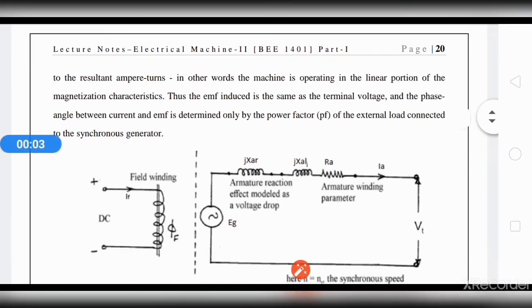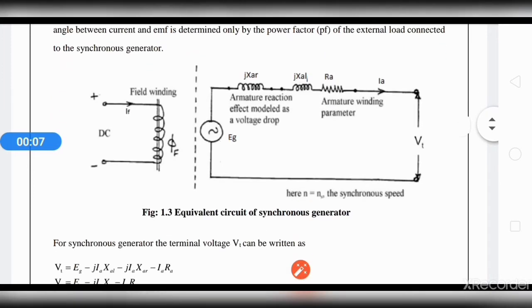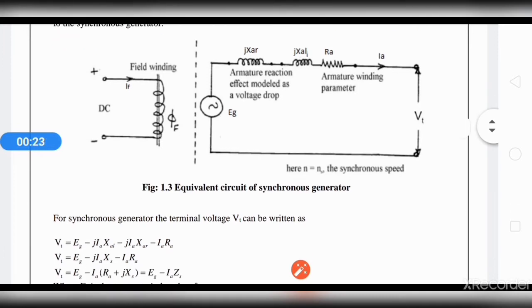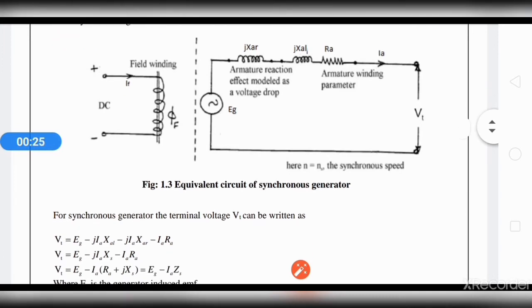Hello everyone. Today we are going to discuss remedial lecture second of synchronous machines. In the last lecture we discussed the armature reaction at lagging power factor, leading power factor and unity power factor. In this lecture we are going to discuss the phasor diagram of the synchronous machine.